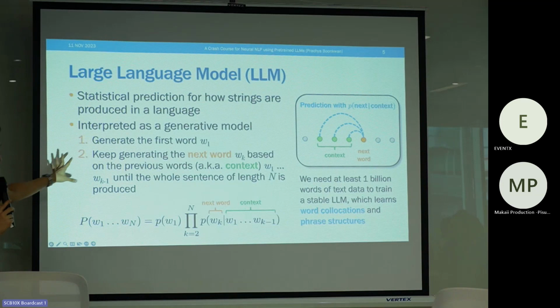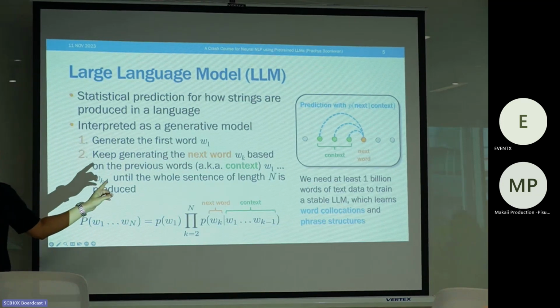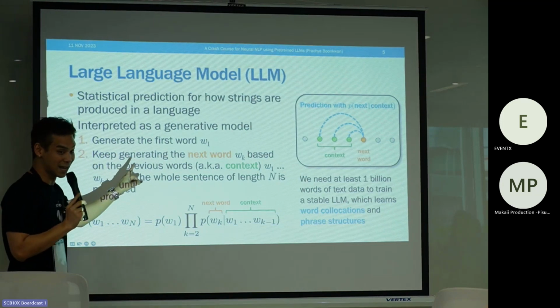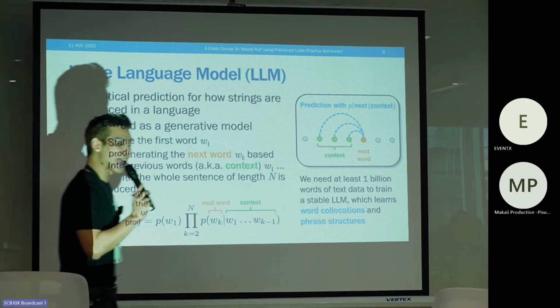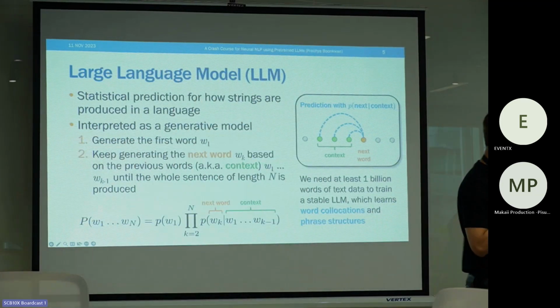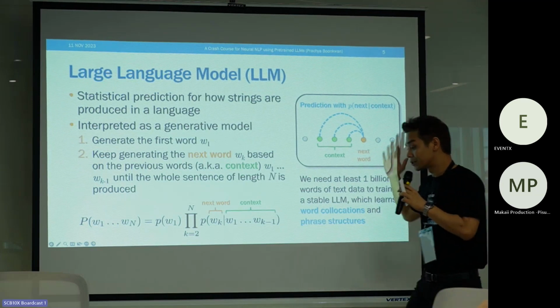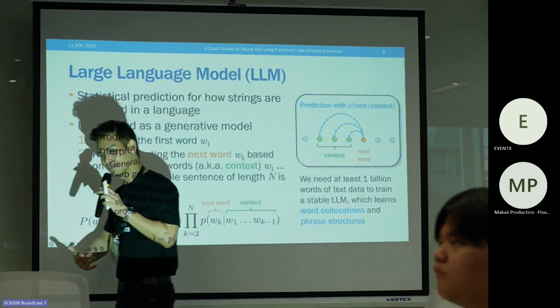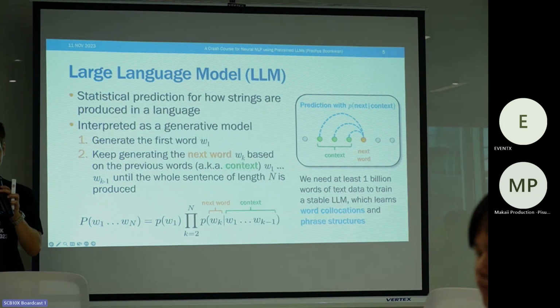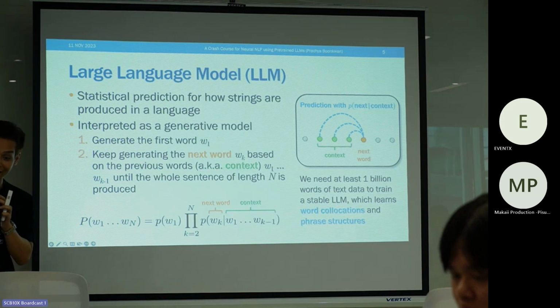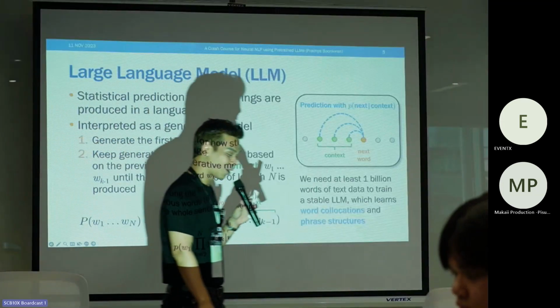Believe it or not, what I have said so far has been published at least 40 years ago. You can trace it back to the 1980s. But with the advent of deep learning, we're now getting into the large language model. When I say large, it means that we need at least 1 billion words of text data to train a stable large language model. It imitates how we speak. It imitates how we generate a sentence based on our knowledge. And that is the basic idea of the large language model.